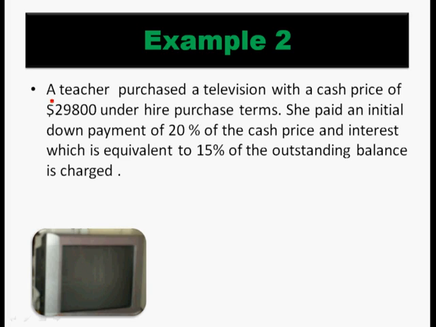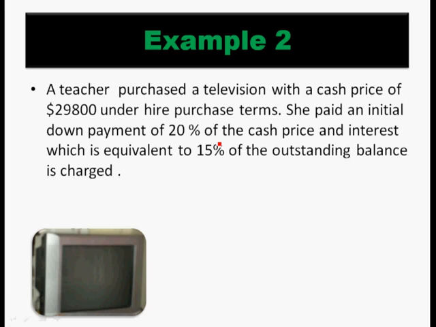Alright, it says a teacher purchased a television. This television. Yeah, she purchased it with a cash price of $29,800. Do you understand? What you could simply do, you could simply take a little box and say the television, and you paste a piece of paper upon it, and write the cash price 29,800. Then what they said now, she paid an initial down payment of 20% of the cash price.